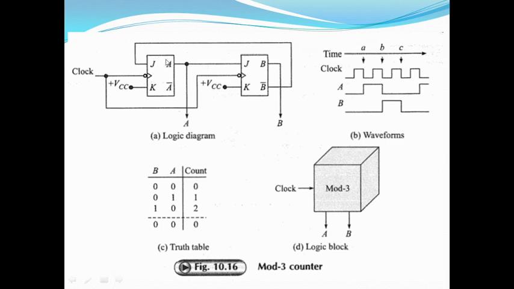This is the circuitry of this one. How to construct this circuitry, etc. This is the waveform in figure B. That means there is a clock waveform, and this is going to be the timeline. This is the output of flip-flop A, and this is the output of flip-flop B. This is the truth table of the mod 3 counter, and this is the logic building block of the mod 3 counter.